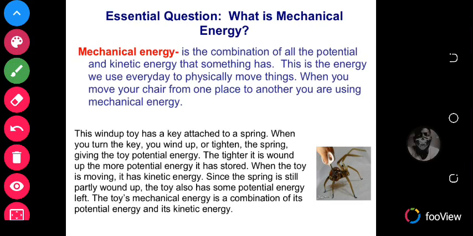So mechanical energy is how kinetic and potential energy work together. A typical example is the toy here. When you turn the key and you twist it, it's like a car toy. When you twist the key and then you leave it, you realize that it moves on its own. So when you turn it, it gathers a lot of potential energy, but when it starts moving, it moves with kinetic energy.